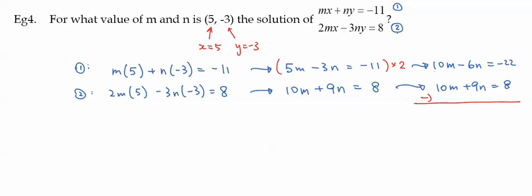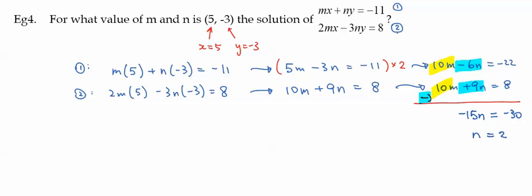So 10m minus 10m, the first column will be gone. Then negative 6n, negative 6n minus 9n, negative 15n, equals negative 30. Okay, and n equals 2. Now what?